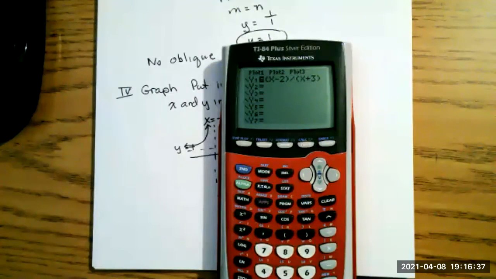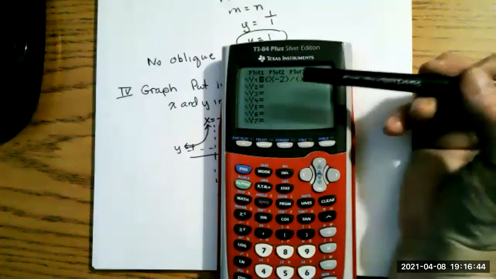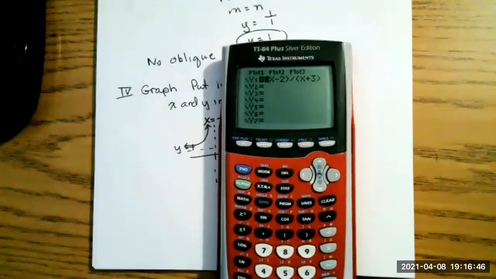Anything that's in the top, the numerator, you've got to have parentheses around, and anything that's in the bottom. Otherwise, what the calculator will do is divide 2 by x, and it'll look crazy, and you'll go, what in the world is that? I've never seen a graph like that.